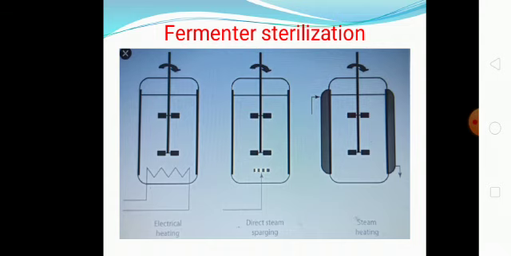In the right-hand side corner diagram, you can see it is called steam heating. You can see the arrow mark: steam will enter through the outer jacket and sterilize the entire fermenter, and it will go out. There are entry and exit points, through which the entire fermenter will be sterilized. So these are some of the methods of sterilizing the fermenter.